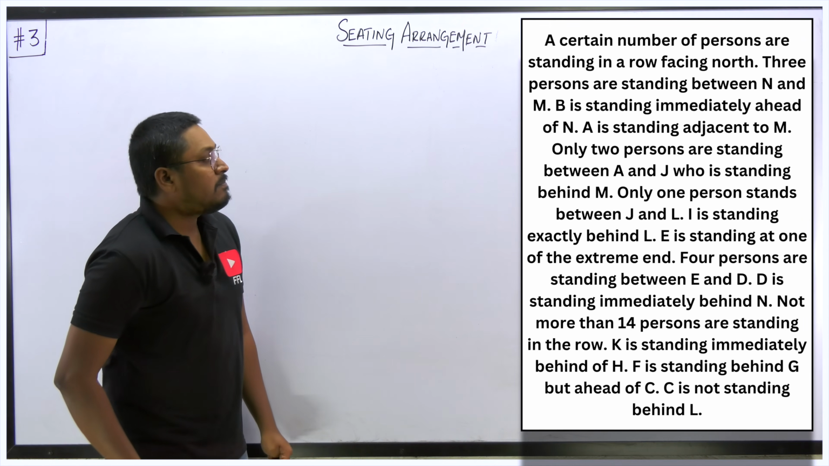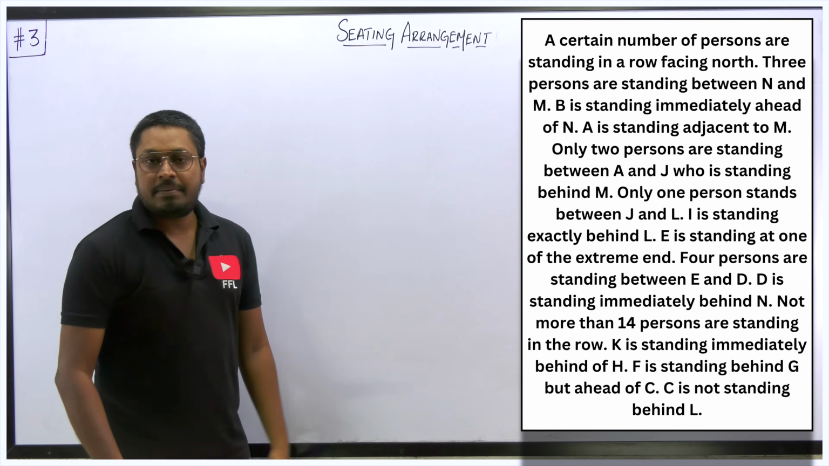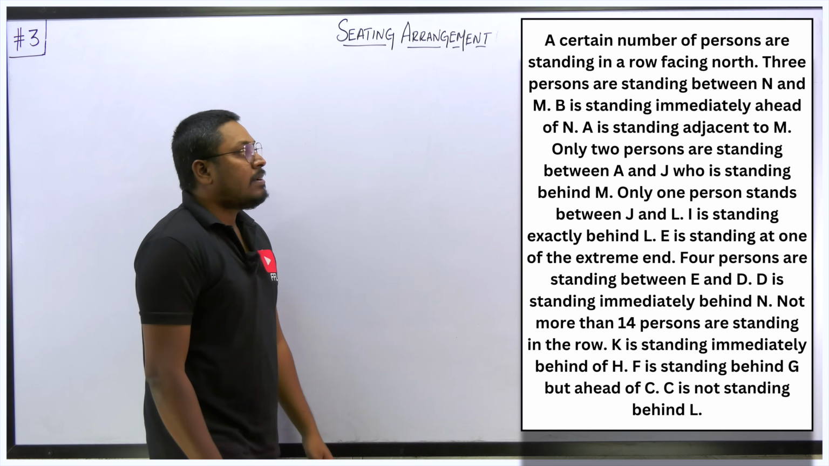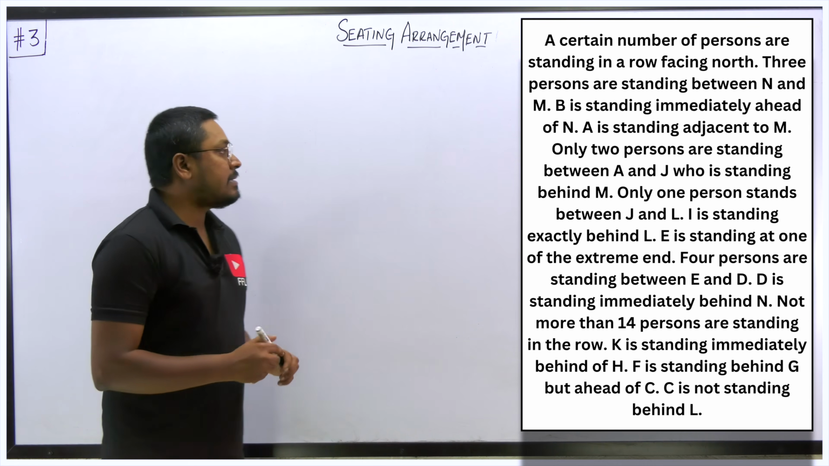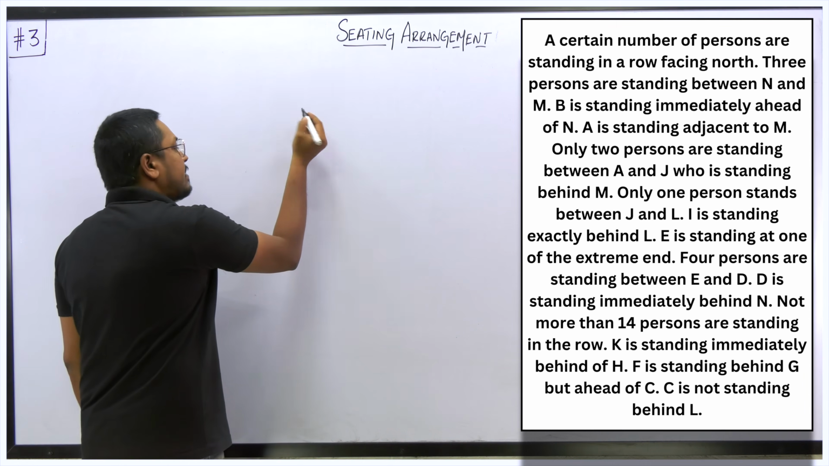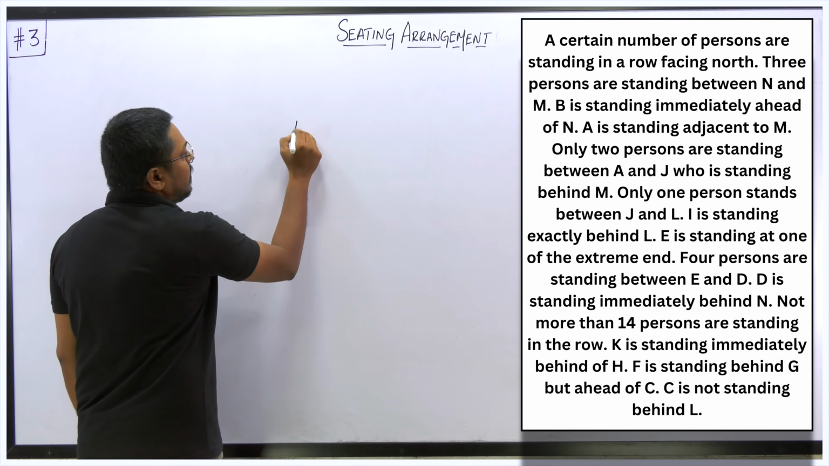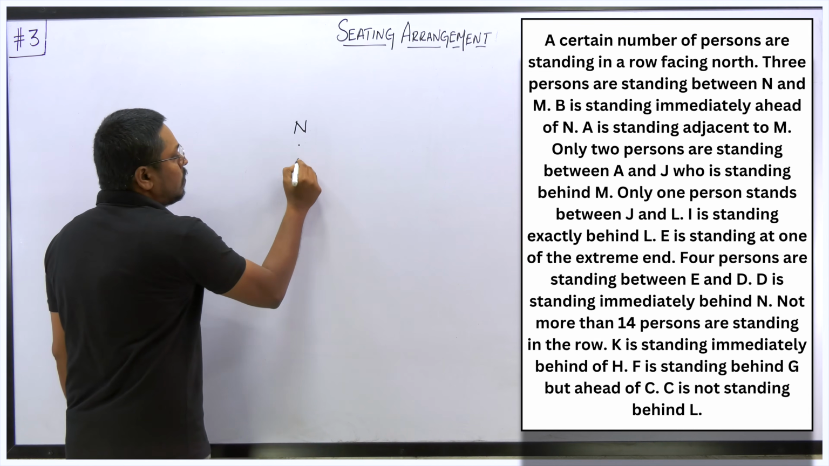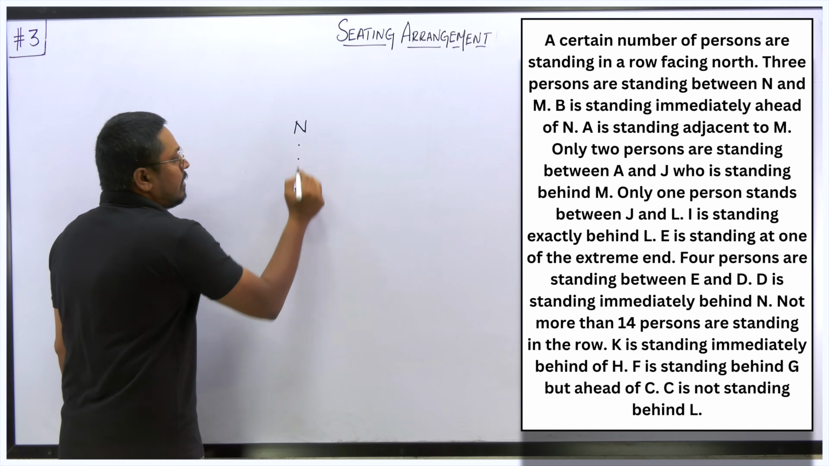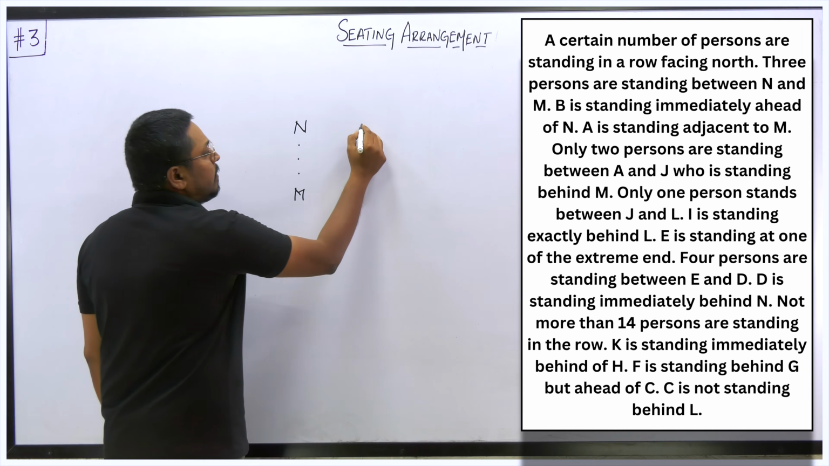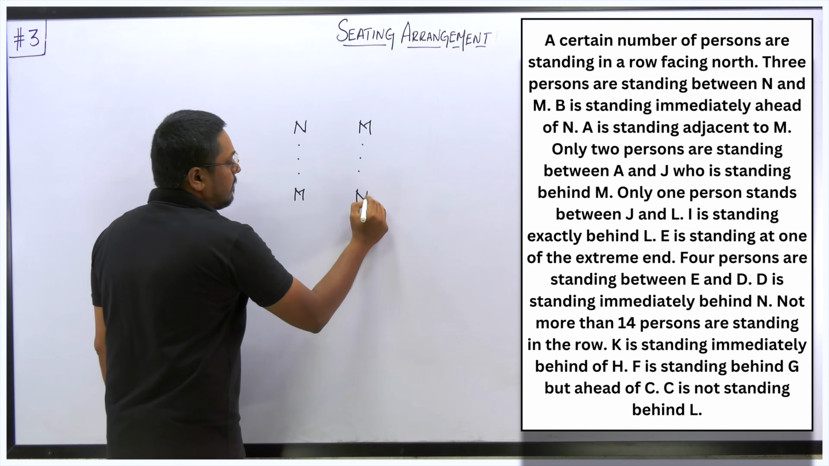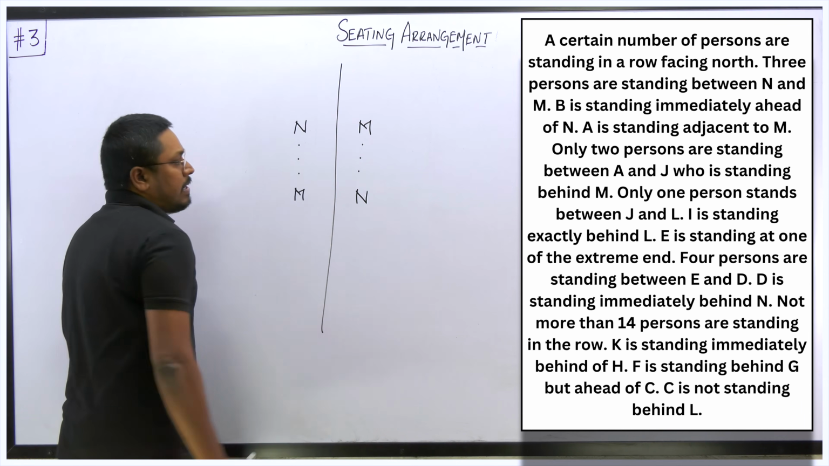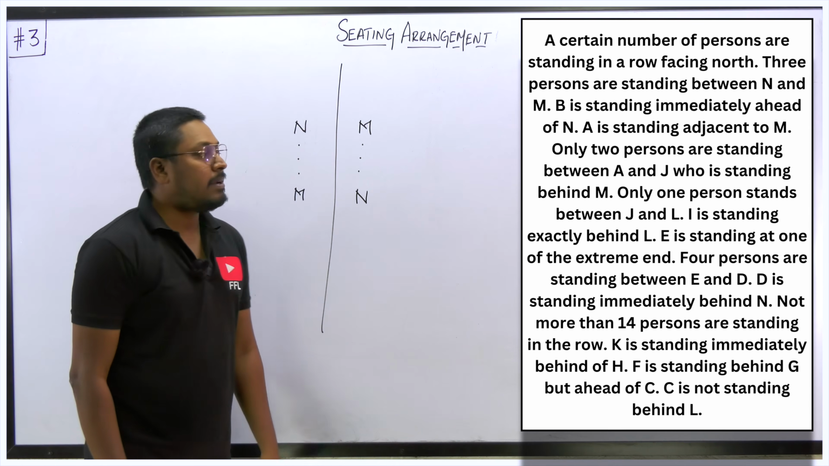A certain number of persons are standing in a row and all of them are facing north. So 3 persons are standing between N and M. So between N and M, there are 3 persons standing. So what I can do is, first I can start with 2 possible diagrams. So N here, so 1, 2, 3. So N and M, there is a gap of 3 persons. Similarly, you can draw M here also. So 1, 2, 3, and this can be N. Got it? So between M and N, there are 3 people standing, right?